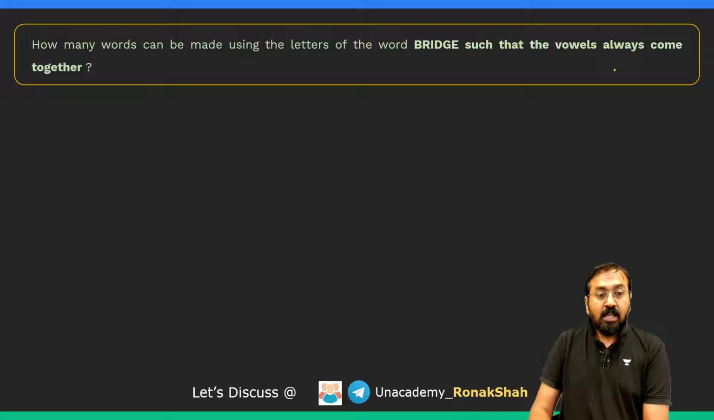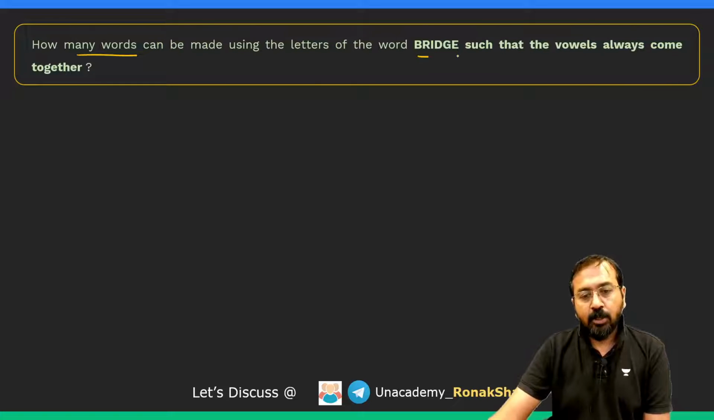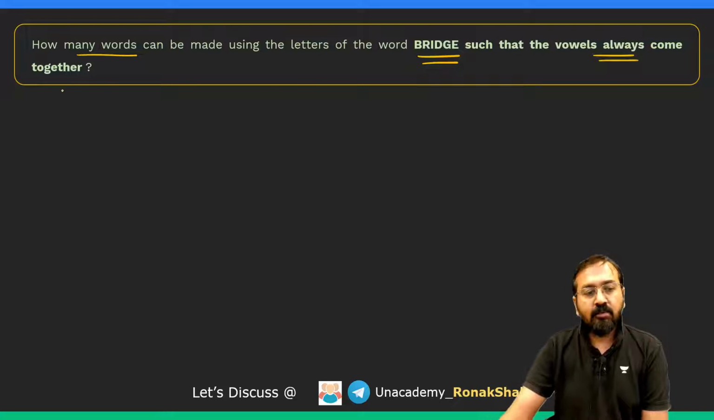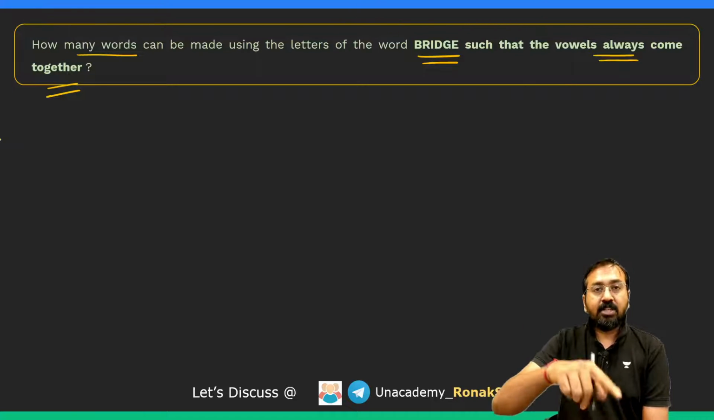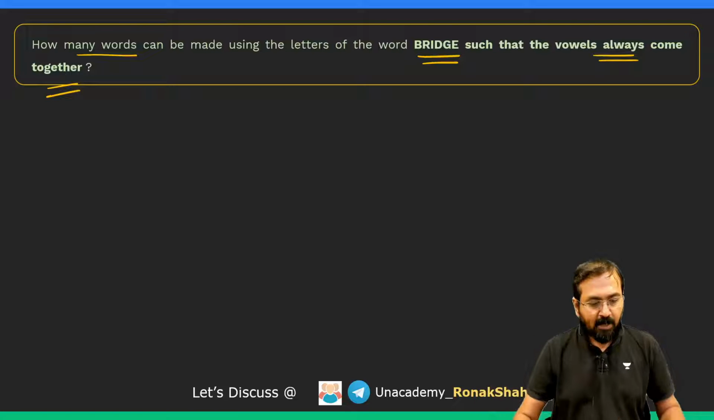Okay, now if I ask you how many words can be made using the letters of the word bridge such that vowels always come together? This kind of question has been asked in the CMAT exam. I'll just show you a CMAT PYQ so you'll understand this part.